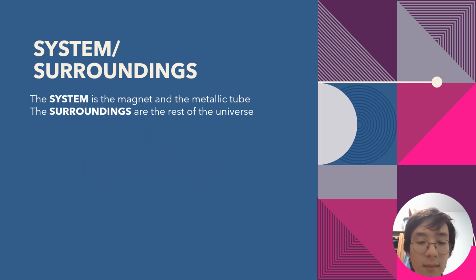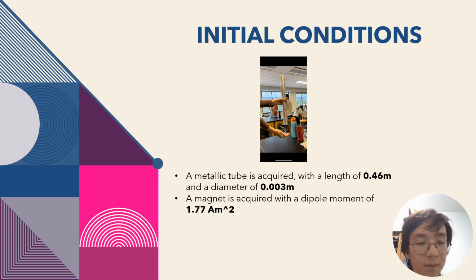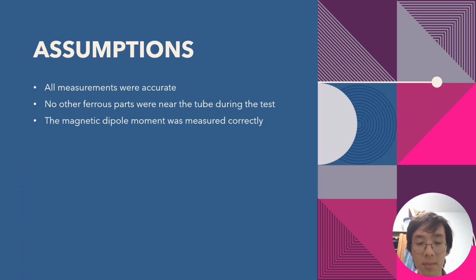In this case, the system is the magnet and the metallic tube, and the surroundings are the rest of the universe. The initial conditions of this lab are shown in the picture. We obtain a metallic tube. Its length is about 0.46 meters and diameter is about 0.003 meter. A magnet is acquired, and we assume that its dipole moment is 1.77 meters squared. The assumption is that all results are accurate, there are no other ferrous parts near the tube during the test, and that the magnetic dipole moment was measured correctly.